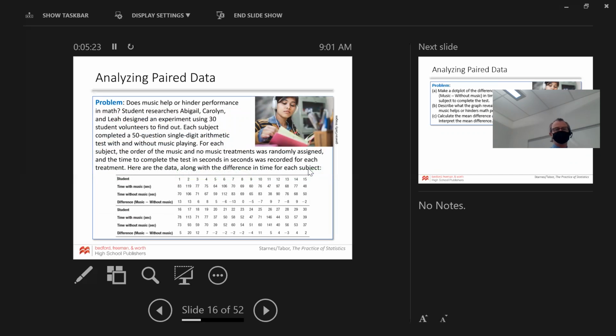Another data set, okay, which you previewed. How about music? There's 30 students to find out. Each took a 50-question arithmetic test with and without music. For each subject, the order of music or no music was randomly assigned. So then they recorded how long it took everybody to do this. So do you understand what you're doing?